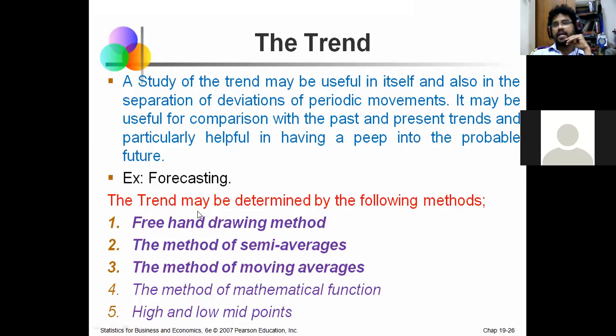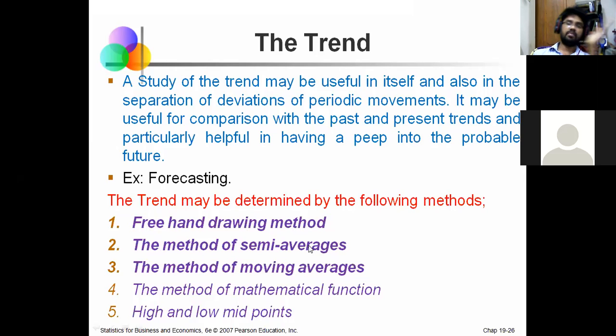So generally, the trend may be obtained by the following methods. As I told you, the graphic method, semi-average, and moving average. There is the freehand drawing method: whatever the data is, if you draw it, that is a graphic presentation, and you will get the trend. And if you calculate the method of semi-averages, if you find the semi-averages, you can easily find out the trend.